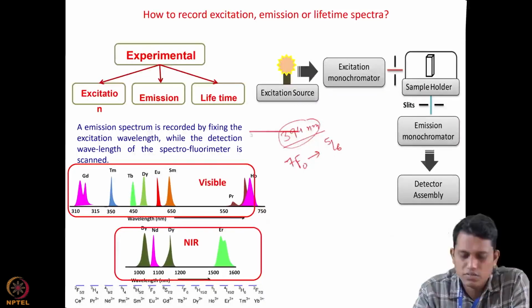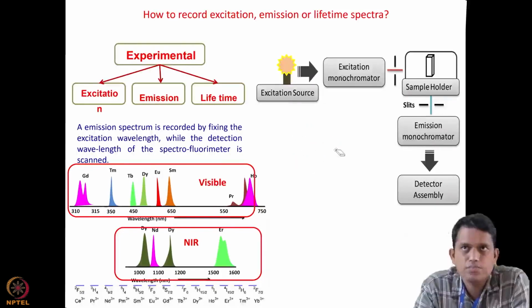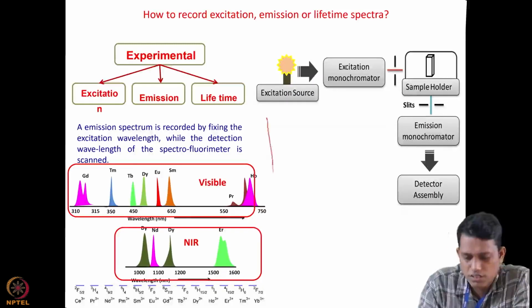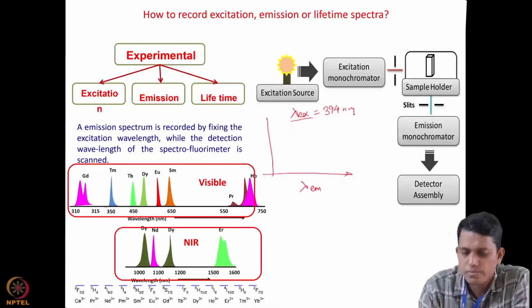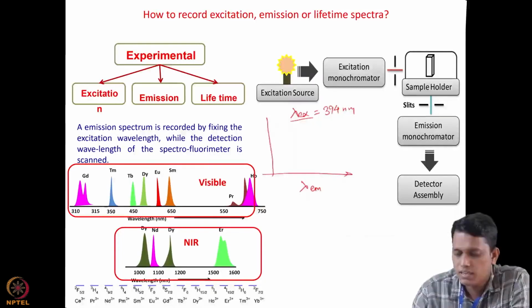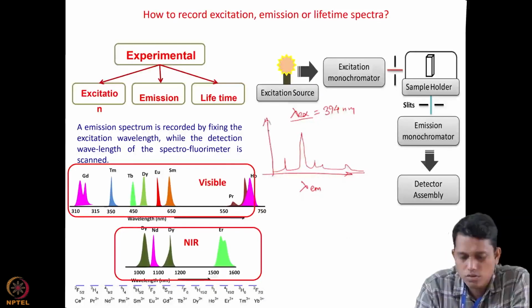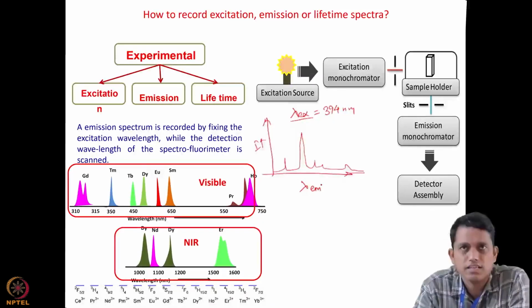So we are using this transition for the excitation, and once you excite, there is obviously some emission spectra. To record the emission spectra, we first fix the excitation wavelength. In this case I fix it at 394 nanometer, and then I excite and scan the emission monochromator to get the emission spectra, and I get certain lines here. This is the intensity and this is the emission line we get. So for emission spectra we fix the excitation wavelength.